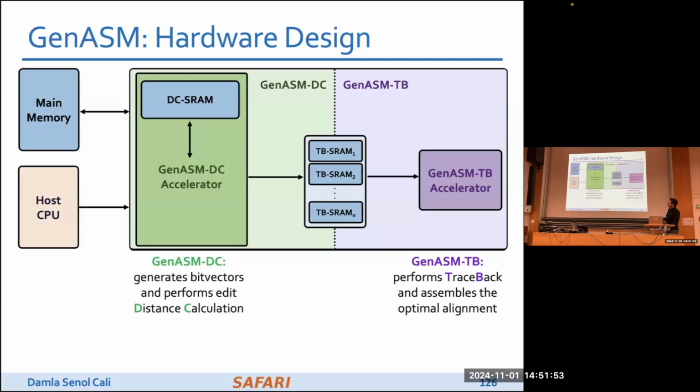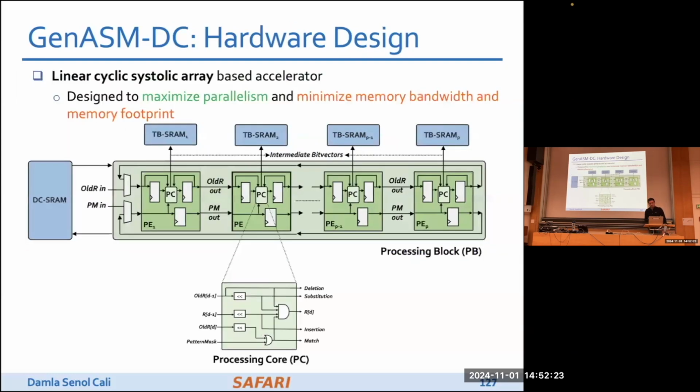So we modify the BiTAP algorithm so that it supports the traceback, meaning once you identify your edit distance, what we further do is we reuse the information that we generated so far, so that we do traceback to identify the operations that give us this minimum edit distance. So this is the TB part, the traceback part in GNASM, and this is again done by some simple operations I'll show next.